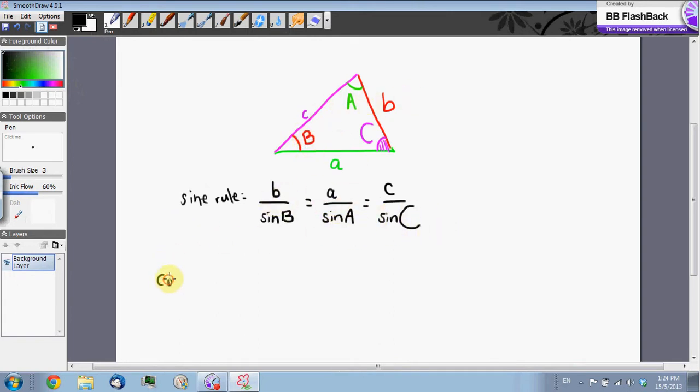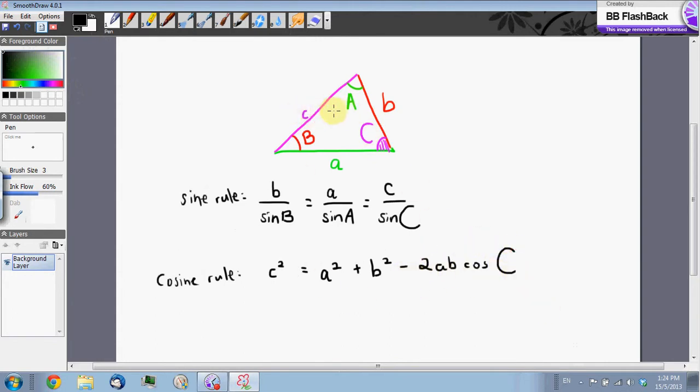And the cosine rule says that the length of any one side, for example, if I take C squared, will be equal to the length of A squared plus B squared minus 2 times A and B times cosine of the angle that is related to C.